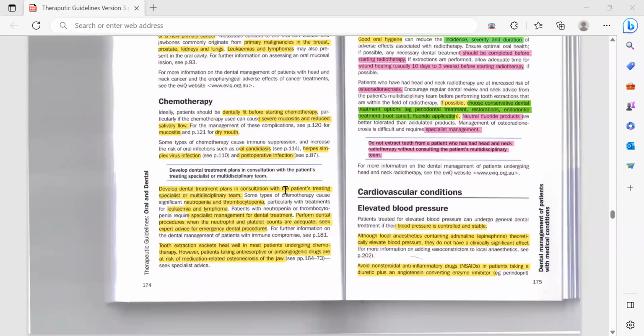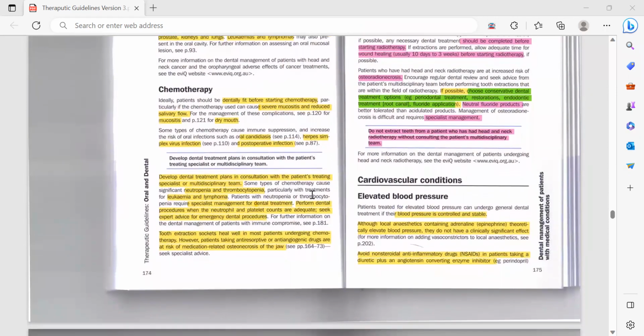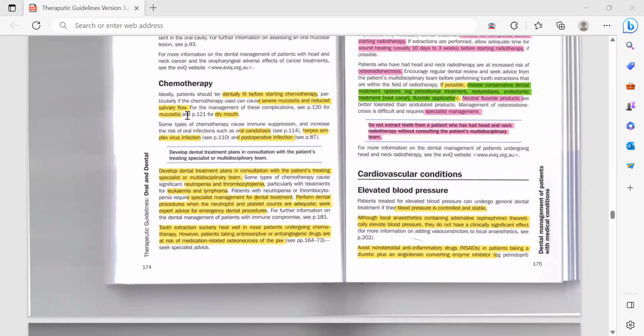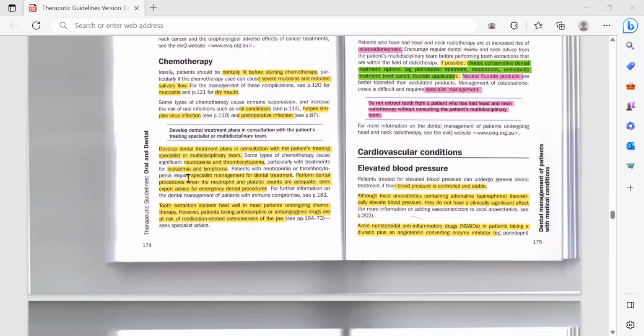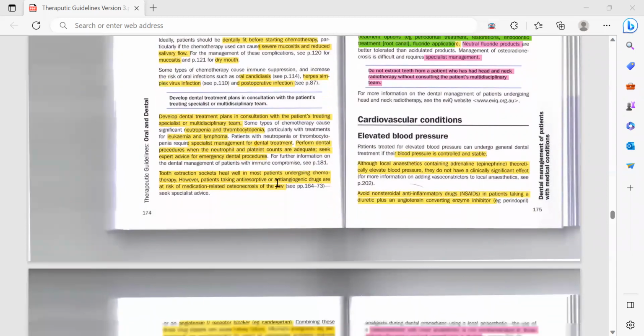Develop dental treatment plans in consultation with the patient's treating specialist or the multidisciplinary team. Some types of chemotherapy cause significant neutropenia and thrombocytopenia, particularly the treatments for leukemia and lymphomas. So before making any treatment plan for them, you need to consult with their specialist. Patients with neutropenia or thrombocytopenia require specialist management for dental treatment. Perform dental procedures when the neutrophil and platelet counts are adequate. Seek expert advice for emergency dental procedures.